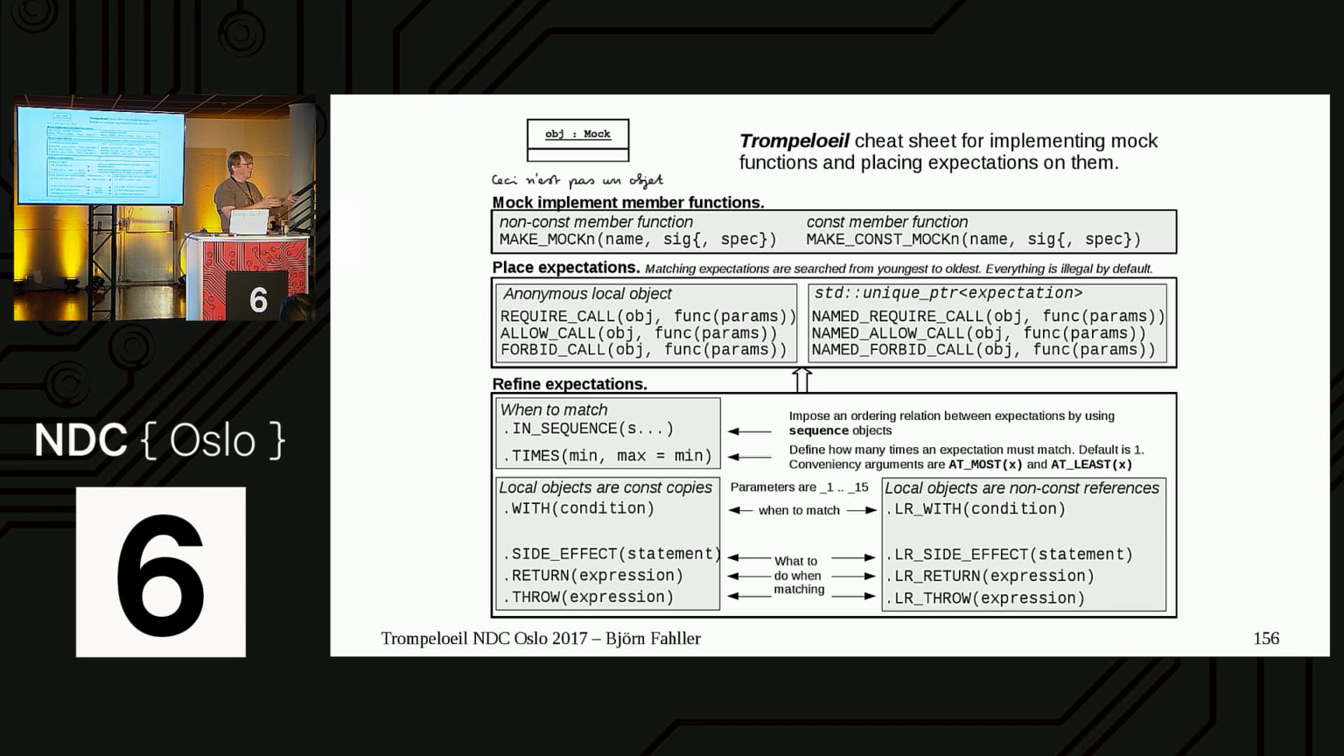You've seen how to use with and conditions to constrain calls that are otherwise wide open, and side effect to manipulate data and return to get values with any expression. I have not shown you .throw, but I think you can figure that one out. You've seen that in all these you can use positional names for the parameters, _1, _2, etc. And then the LR versions of them, local reference, where you manipulate local variables by reference. Here be dragons, so be careful with lifetimes.